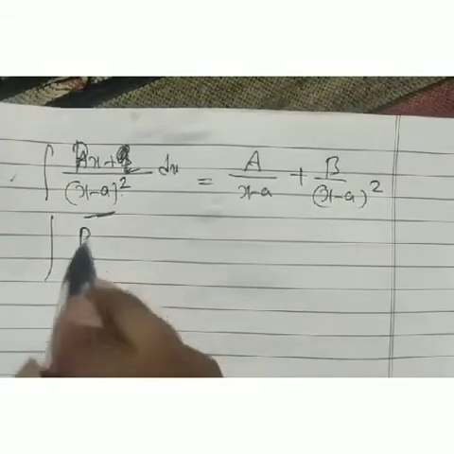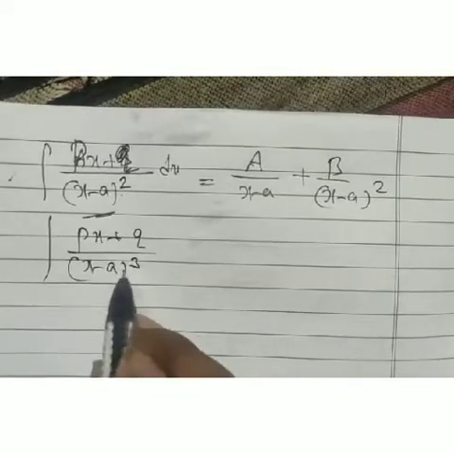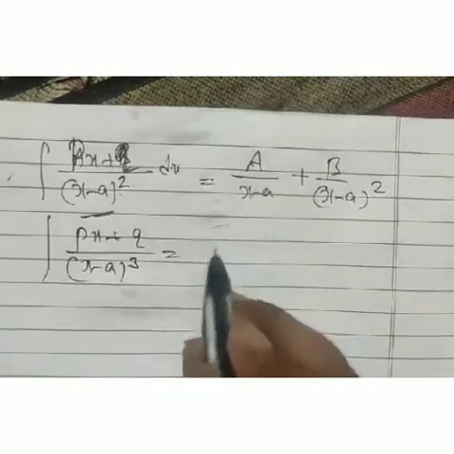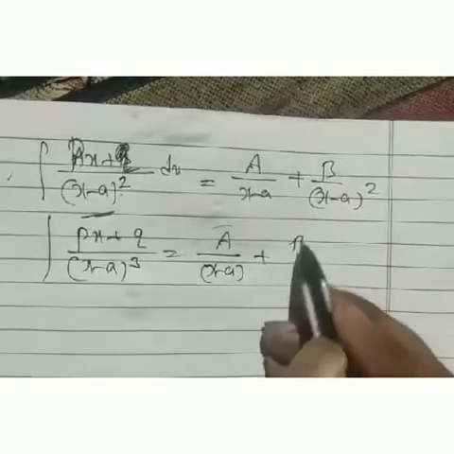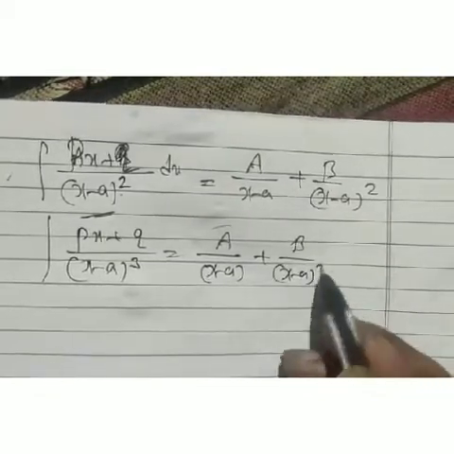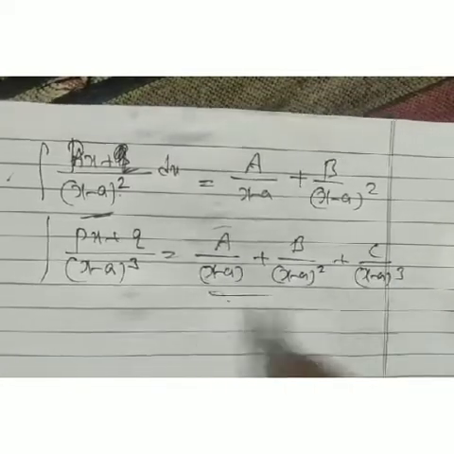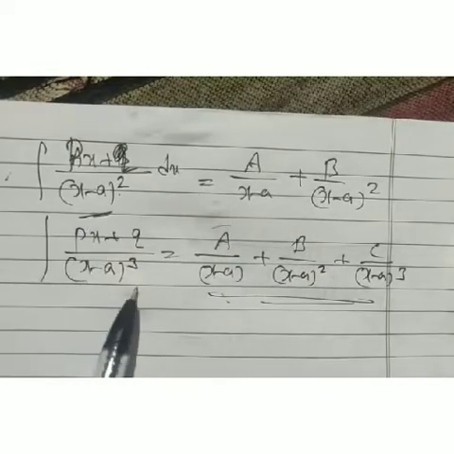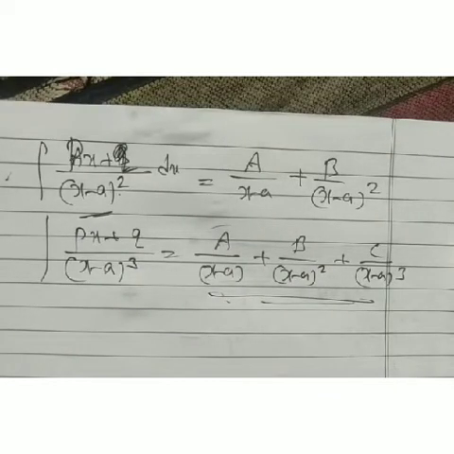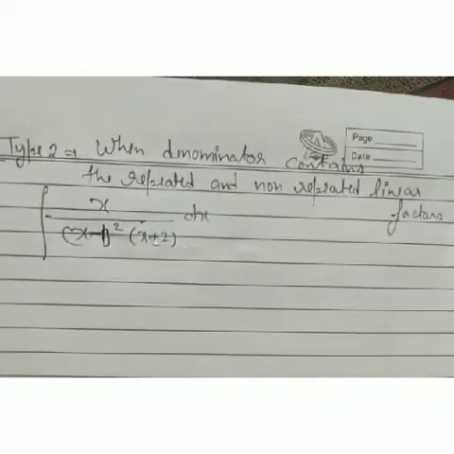If we have a form of px plus q and there is x minus a whole cube, then it can be expressed as A upon x minus a, then plus B upon x minus a whole square, then plus C upon x minus a whole cube. This is the format when we have a repeated root. Then we are going to take this format. Now look, come to the problem. I am going to explain this with a suitable example.